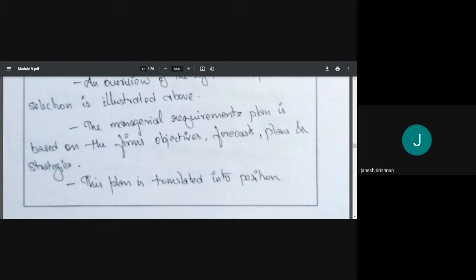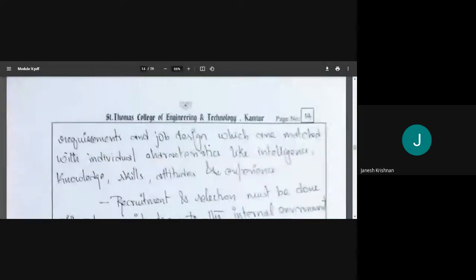What is the firm's objective? What are our forecasts? Okay, so whether we are seeing that we are having growth in the company, so we need more and more personnel. So that will be system focus, our plans and strategies. Okay? So this plan is translated into position requirement and job design. Okay? So these are our plans.